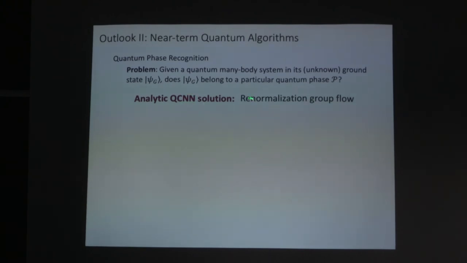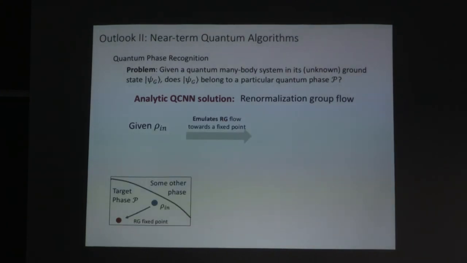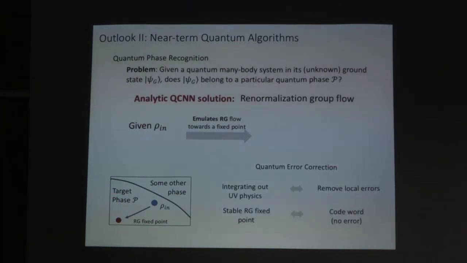We designed an analytic QCNN solution based on the renormalization group flow. I'll not explain the details, but only sketch the idea. Given rho in, I'll design a quantum circuit that emulates RG flow towards the fixed point of the target phase P. And when I say emulate RG flow, I actually mean performing quantum error correction. In this language, integrating out UV physics is identifying the local deformation of the wave function, or error, and then correcting it back. And what I mean by a stable RG fixed point, the final point, is a quantum state without any error. So we perform these error corrections and see whether this input flows to the particular fixed point or not. If it goes to the right fixed point, we say it belongs to the phase.